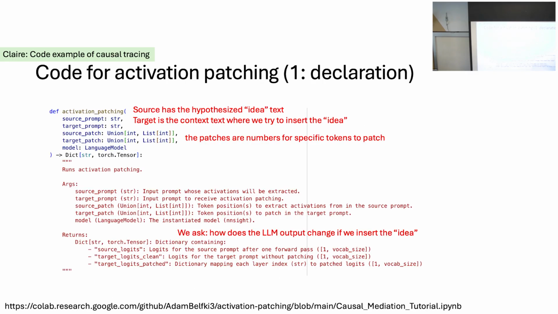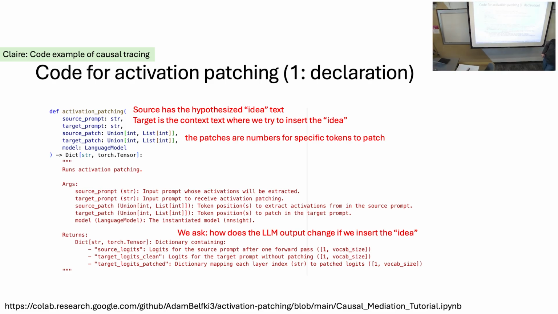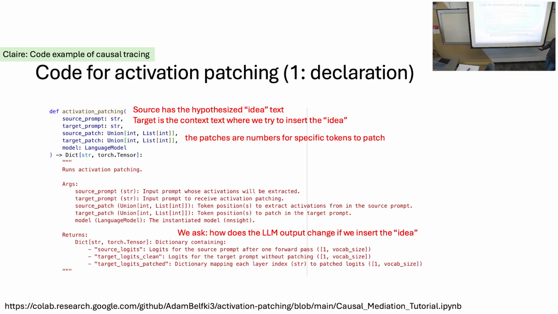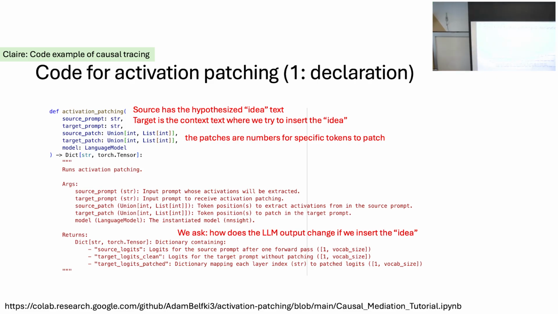So I'm going to show you 3 pieces of code. They were written by Adam. This code is probably a little bit better written than code that I would write. But I can walk you through what it is. This is the experiment that we're running. It's a general experiment form, activation patching. You have a source and a target piece of text that you're going to run through the same language model, but you'll think of these as 2 different instances of the language model. And then there's a source patch and a target patch.